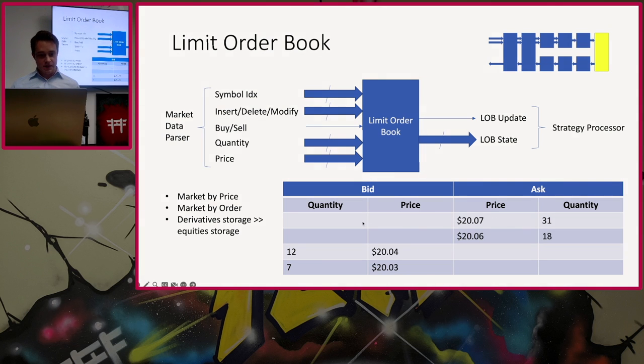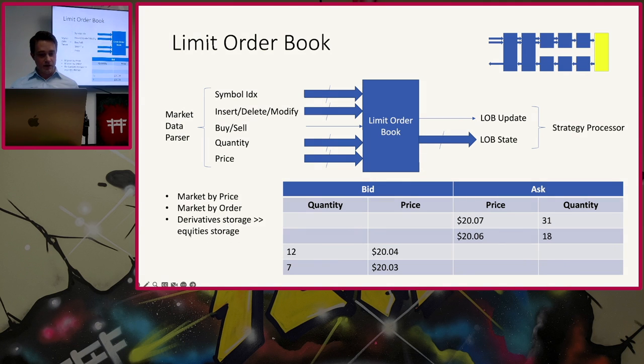So this can be represented as a market by price or market by order. Some exchanges will offer both. The only difference is market by order doesn't aggregate quantities for the same price. So for example, this 31 quantity ask could be two different resting orders, where somebody placed an order for 30, somebody else placed an order for one, both at the same price, and it was aggregated. But you can subscribe to market data streams that de-aggregate those as well.